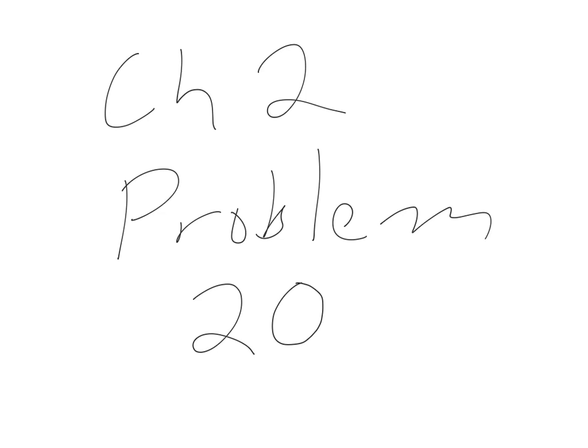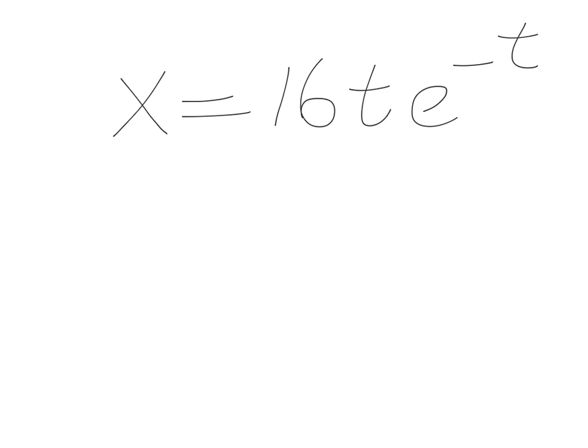This is Chapter 2, Problem 20. Chapter 2, Problem 20 gives us the equation x equals 16t times e to the minus t, and asks us to find how far the particle is from the origin when it momentarily stops. Momentarily stops means velocity equals 0, so that should say to you, take the derivative of this equation, set it equal to 0, solve for t.